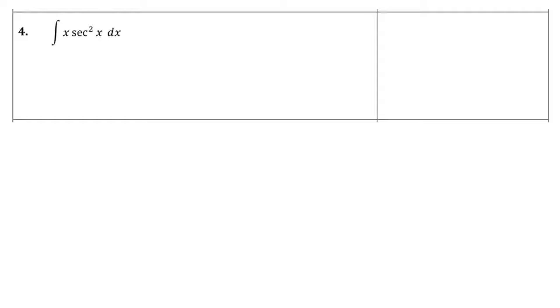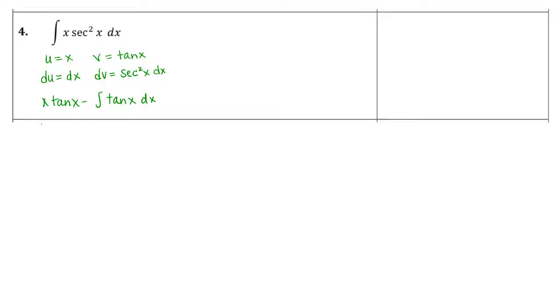All right, this problem starts out very similar to the other problems. u is going to be x, and so du is going to be dx. And then for dv, we're going to assign that to be secant squared x dx. And when we integrate that, that's going to give us tangent x. So now we're ready to do u v minus the integral of v du.